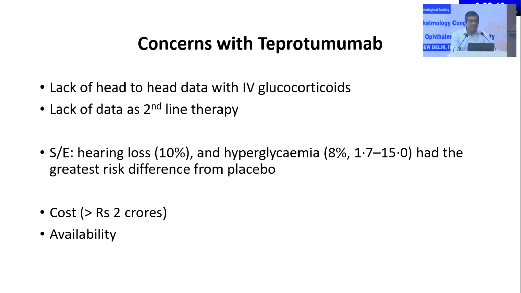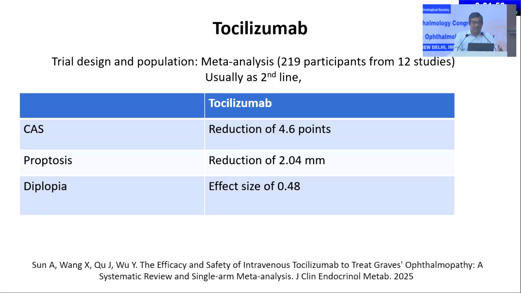There are some concerns. One, lack of head-to-head data with IV glucocorticoids, and lack of data as a second-line therapy. Then there is a high degree of hearing loss that is seen with teprotumumab, hyperglycemia obviously, but the cost of the regimen is more than 2 crores. And availability is only in the USA, it's not available anywhere outside the USA. So this huge cost and availability is one of the major concerns against teprotumumab.